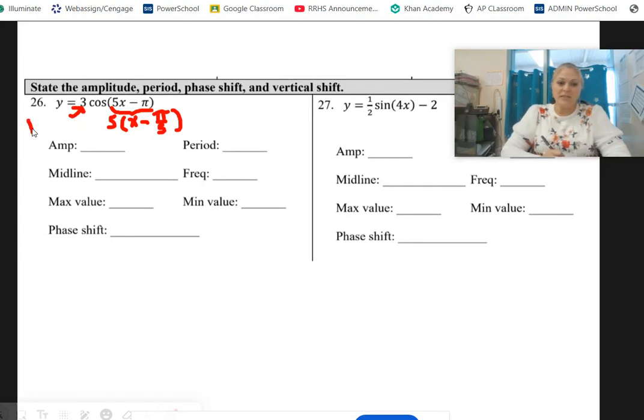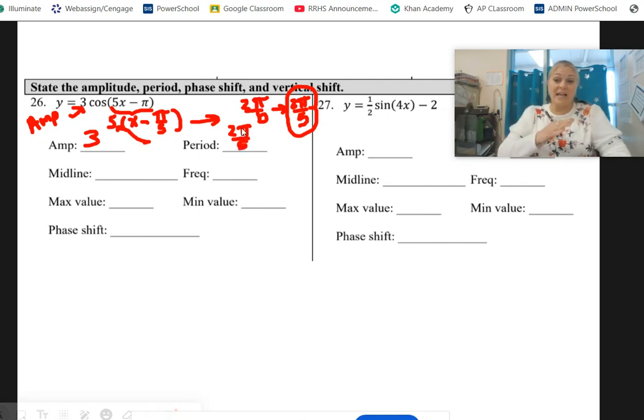So let's break that up first, and let's look at this 3. The 3 has to do with the amplitude. So my amplitude, 3, done. Okay, the period is taking b, or I should say 2 pi over b. b is located right here. This number that we factored out. So if I did 2 pi over 5, that would give me the period. So 2 pi over 5.